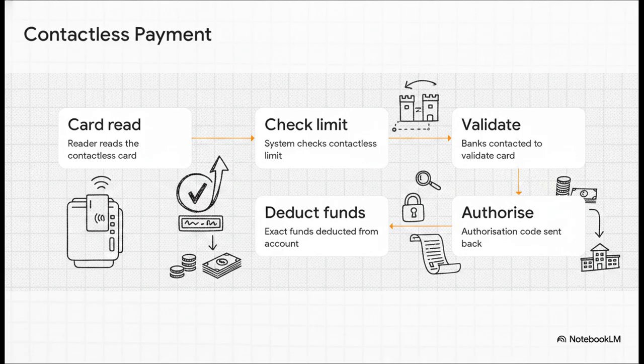Step 1, the reader reads the card. Simple enough, right? Step 2, the system checks if the amount is actually under the contactless limit. Step 3, the seller's bank contacts the customer's bank to validate the card and make sure there are sufficient funds. Step 4, if everything looks good, an authorization code is sent back. And finally, Step 5, the exact funds are deducted from the customer's account and transferred over to the school.